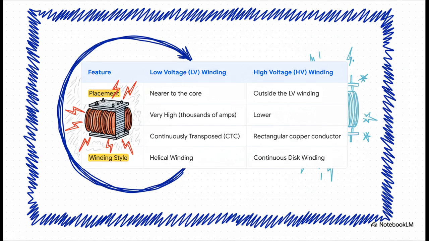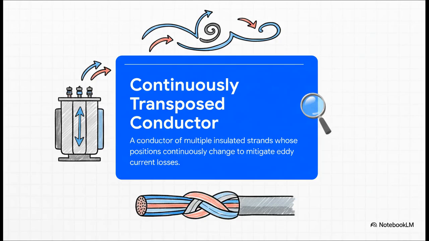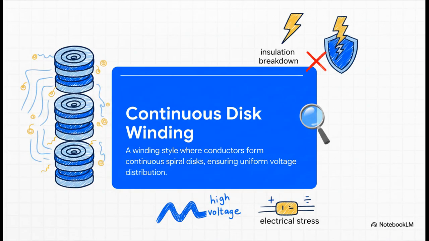that electrical stress. So, how do you handle that immense current in the LV winding without big eddy current losses inside the conductor itself? Well, engineers came up with this really clever solution. It's called a continuously transposed conductor, or CTC. It's basically a cable made of lots of smaller, insulated strands that are methodically woven together. This ensures that every single strand occupies every possible position within the conductor's cross-section, which makes the current distribute itself perfectly evenly.